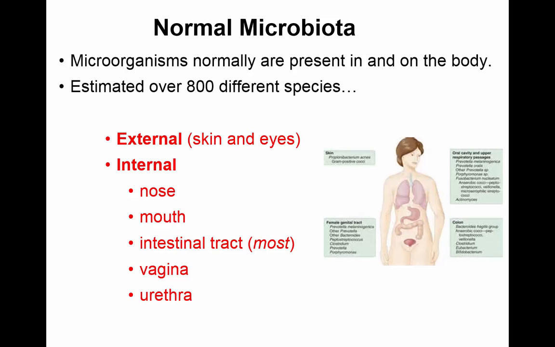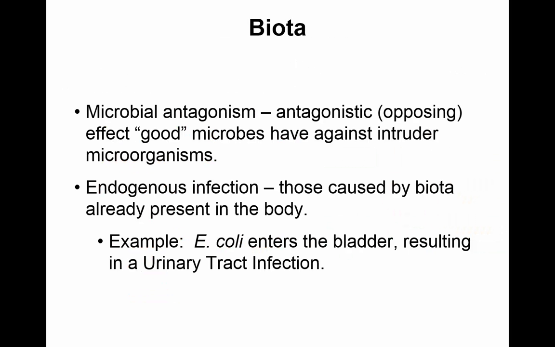Now, our normal biota are the ones that are present on our body, and there are over 800 different species of these. We have them externally, skin and eyes, and then internally. Our nose has them, our mouth has them, the intestinal tract has the most, and then of course the vagina and the urethra. Now, some terms that we need to be familiar with: microbial antagonism. These are microbes that are protective. They protect us against other microbes.